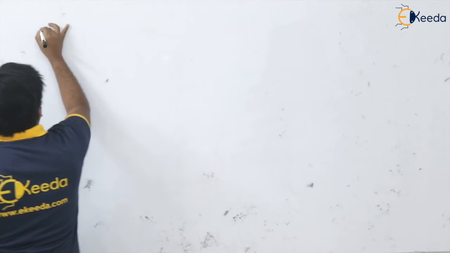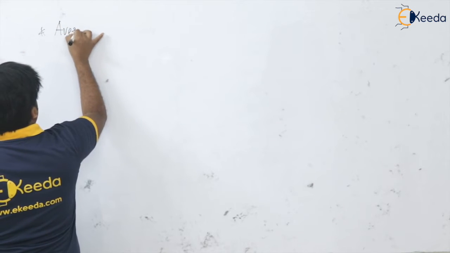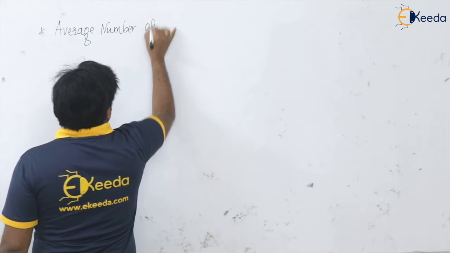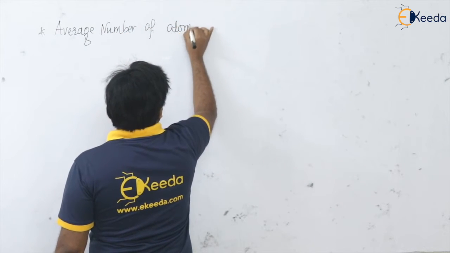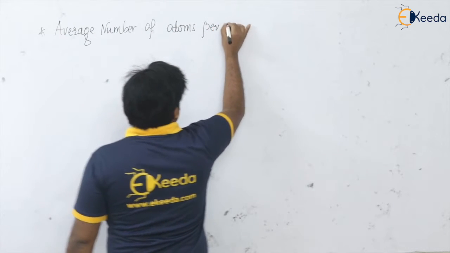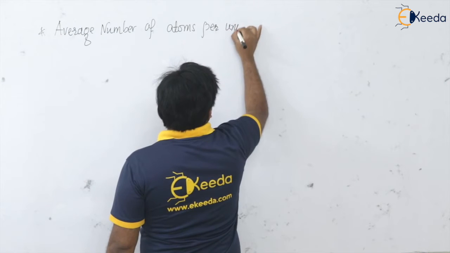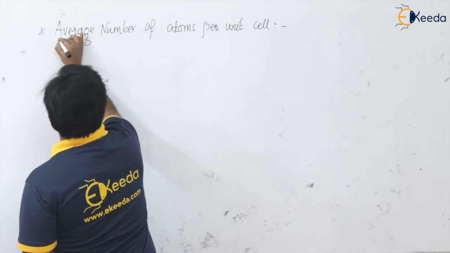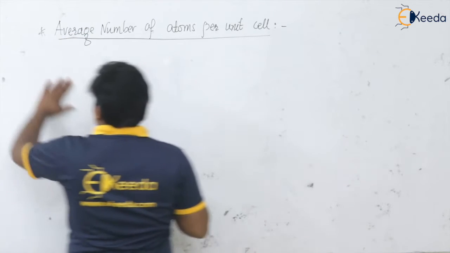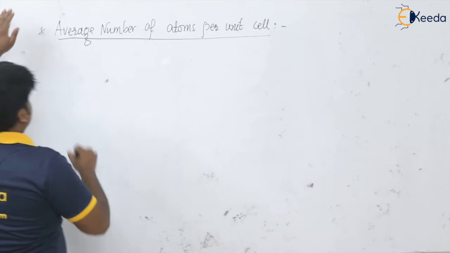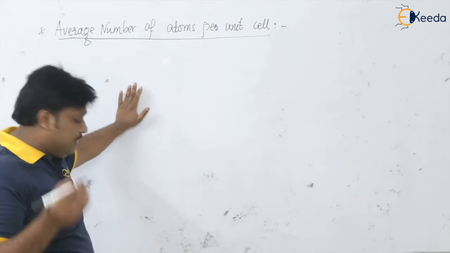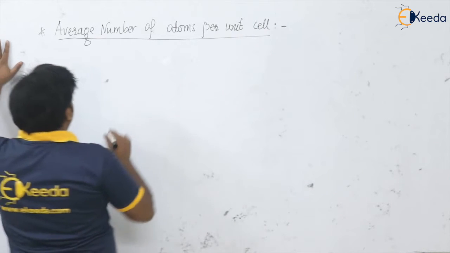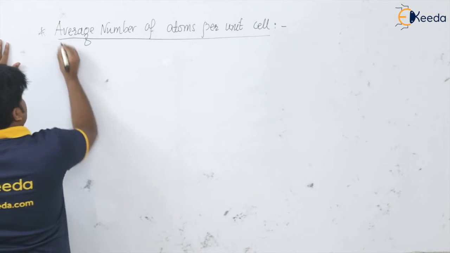We are going to see the average number of atoms per unit cell, or these are also known as the effective number of atoms per unit cell. Okay, so definitely we are going to see it for simple cubic, face centered, body centered cubic and one hexagonal. So how to calculate the average number of atoms?